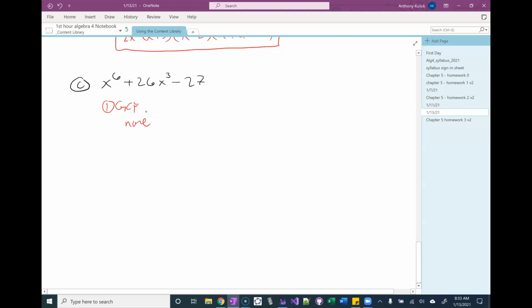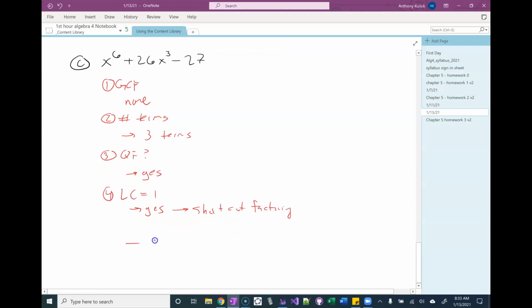Hopefully you noticed that there was not one in this case. Then we look at the number of terms. In this case, we saw that there are 3 terms. Since it's 3 terms, then we check, is it in the quadratic form? Should have said yes there. Again, we have a degree 6, and then a degree 3, and then a constant, so that meets the criteria. And the leading coefficient is 1. So we can then use the shortcut factoring.